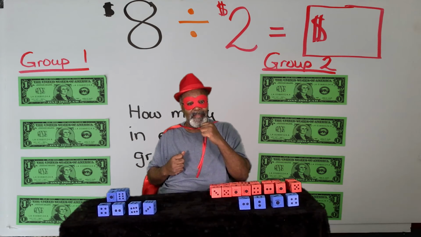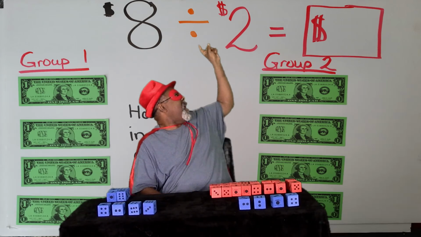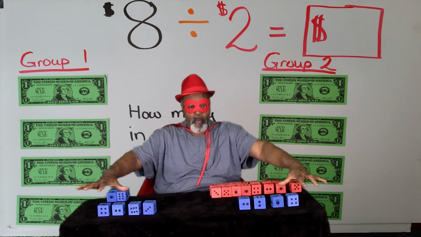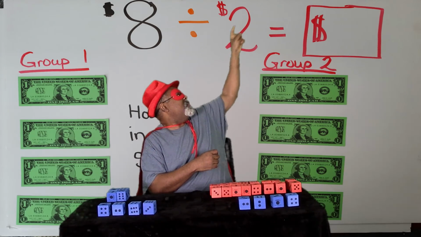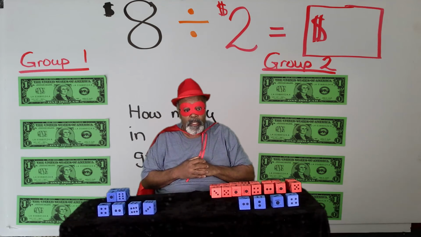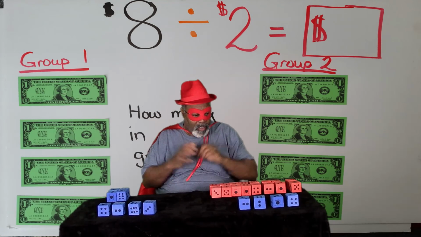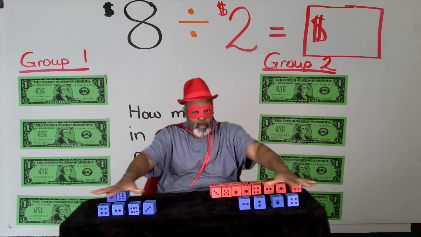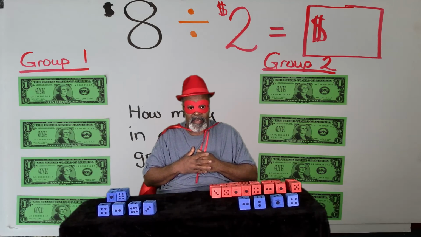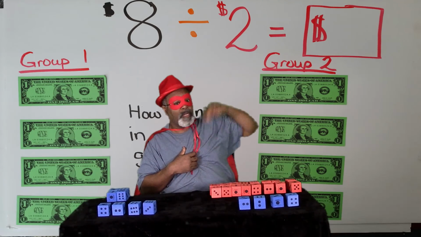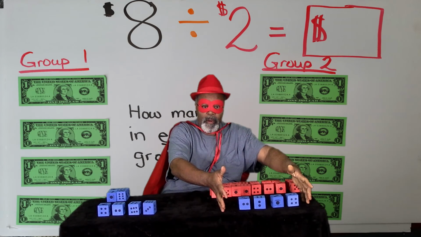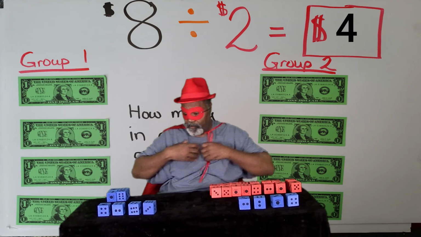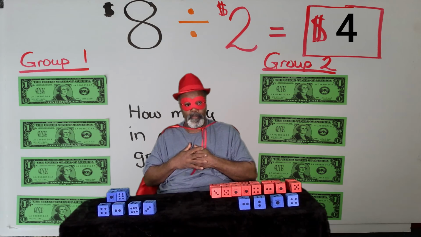That's right. So, 8 that we started off with, and we divided into 2 groups, which is here. Here are my 2 groups. And 8 divided by 2 is 4. I got 4 in this group. I got 4 in this group.